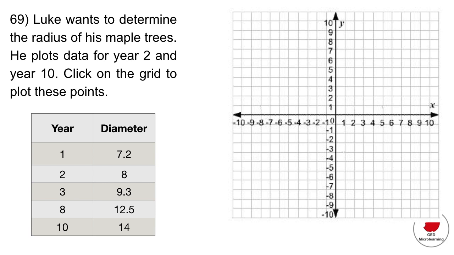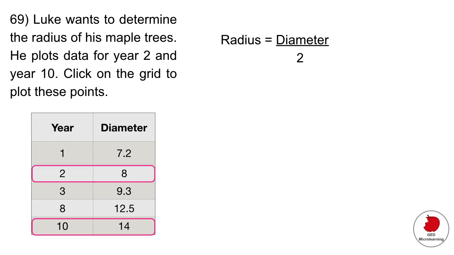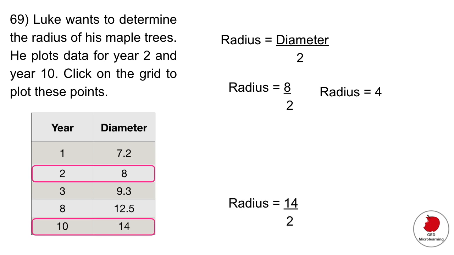Okay, so the first thing that we want to do is, it's telling us in the question that he wants to determine the radius. But if you look at the table, it's giving you the diameter. All right, so the first step is to change that number from diameter to radius. Remember that the radius is simply half of the diameter. So for year 2, they're telling us that the diameter is 8. So we would divide that by 2. That gives us a radius of 4. And then for year 10, the diameter is 14. So we would divide by 2. That gives us radius of 7.